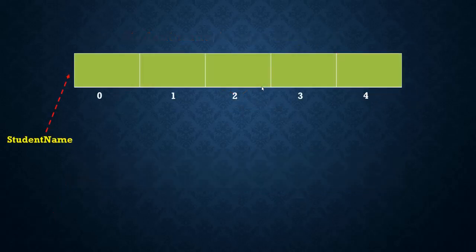Now look at this. Here I have a student name array that is actually string type. This is the start index. This is the end index. And the array length is 5. So it starts with 0, and the end is 4. That means the last index is array length minus 1.